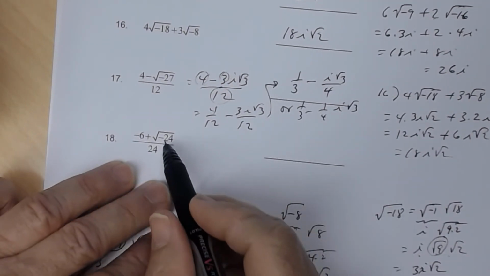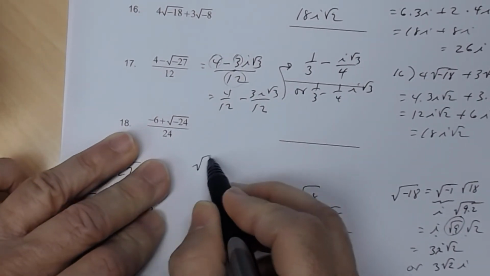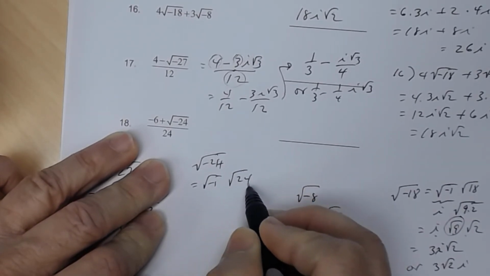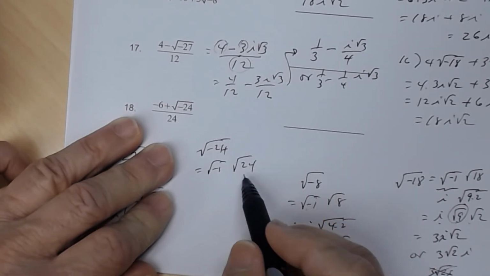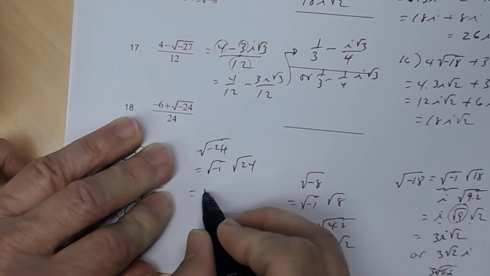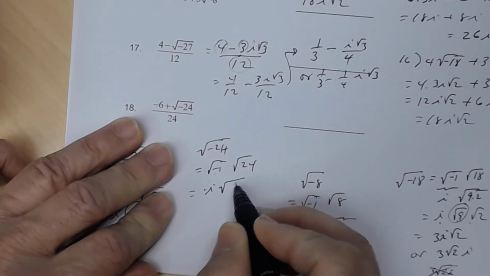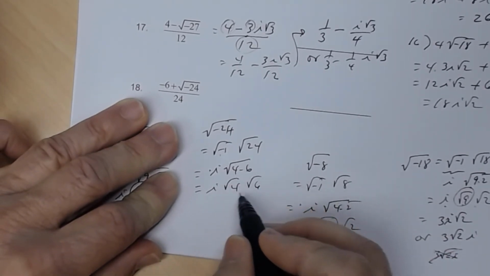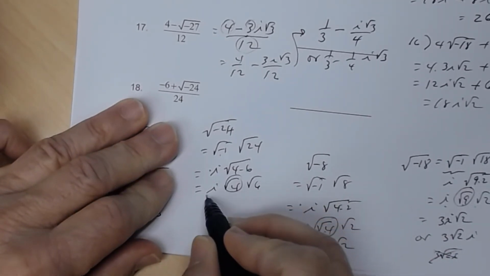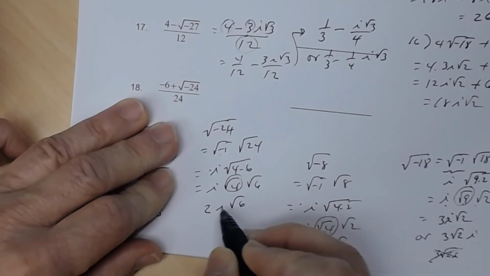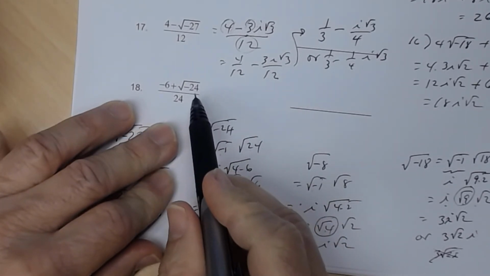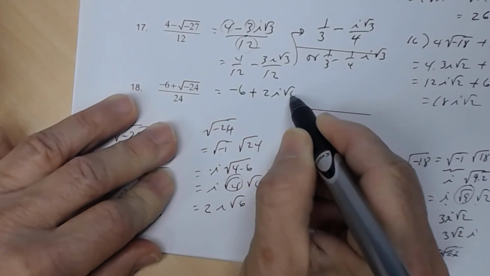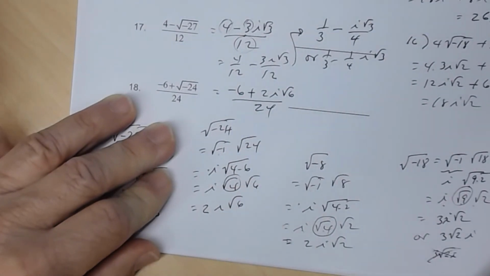All right, and let's get this right here, square root of negative 24. So square root of negative 24 is going to be square root of negative 1 times square root of 24. The largest perfect square that goes into 24 is 4. So that's i here, times the square root of 4 times 6. So that's i square root of 4, square root of 6. Square root of 4 is 2, so that's 2i square root of 6. Okay? So that goes here. So this becomes negative 6 plus 2i square root of 6 divided by 24.